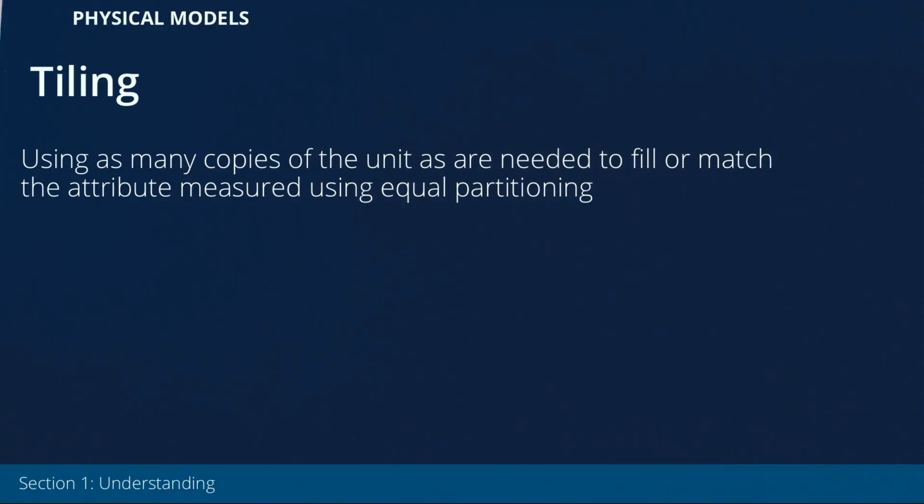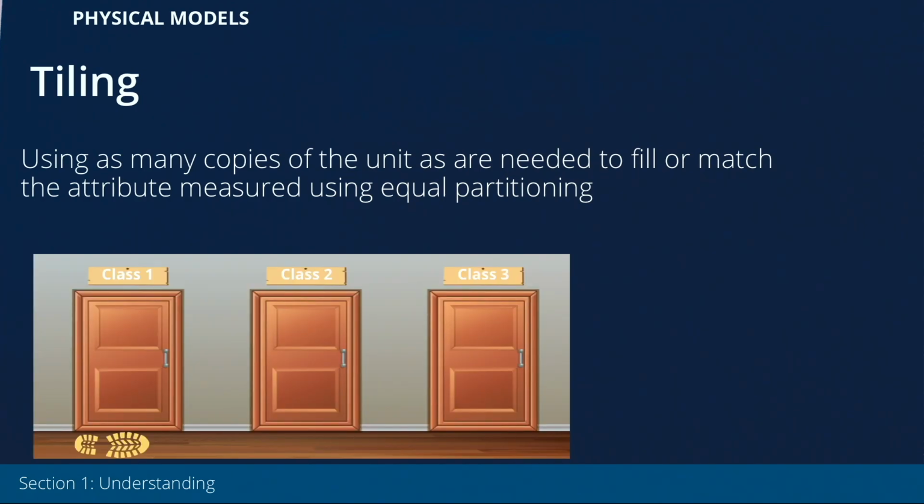As students start to work with physical models, students need to learn about tiling. That is, that we can use as many copies of the unit as needed to fill or match an attribute that is being measured. So, for example, I'm trying to figure out the footsteps from one door to another door, so I can tile my footsteps. I could use as many copies of that footstep as needed to move from the first door to the third door. That's a non-standard unit of measurement with those footsteps, but that's a really nice example.